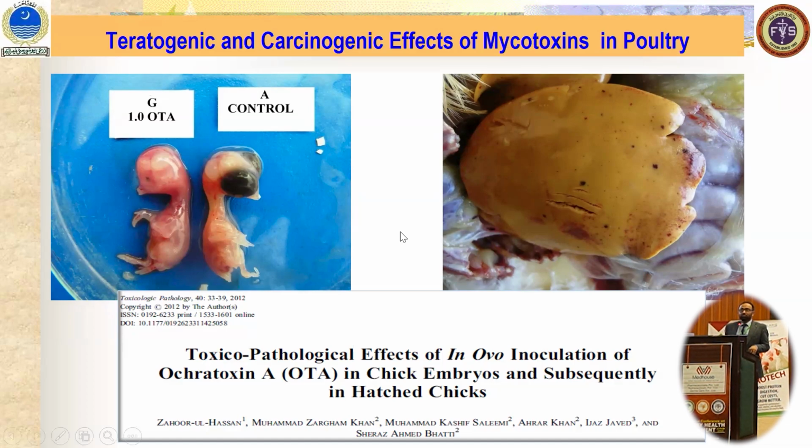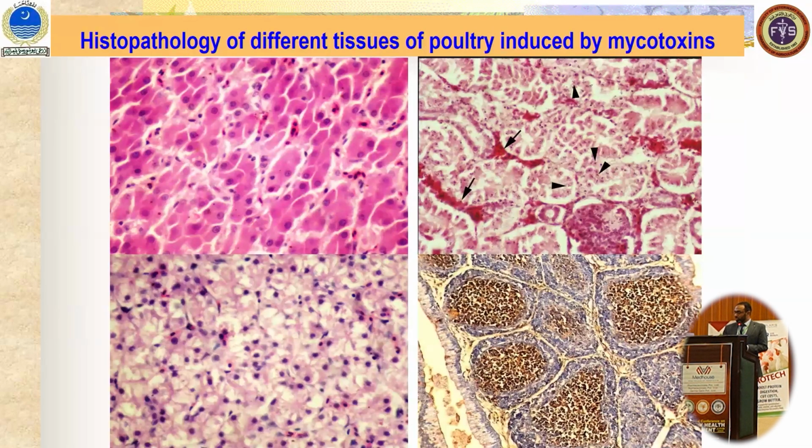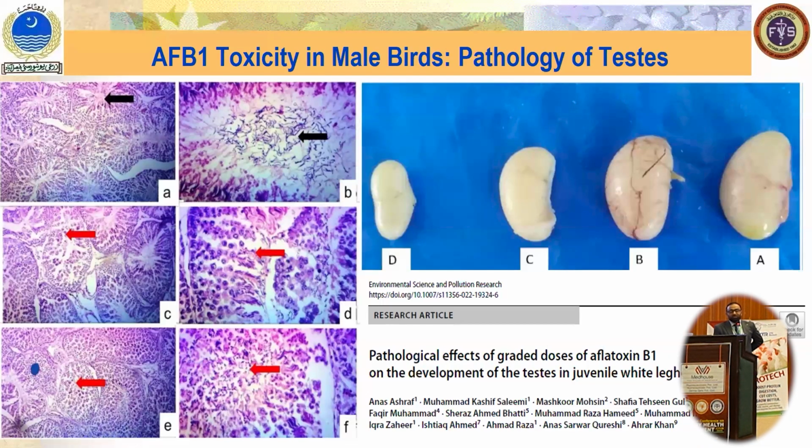And on the right one, you can see the condition of the liver of the laying bird that was consuming a high level of mycotoxin. And these were the histopathological findings, and the lower one, very interesting, is the bursa. You can see the immunohistostaining in the bursa. This brown color is indicating the presence of the mycotoxins in the bursal follicles. So this is another important study.